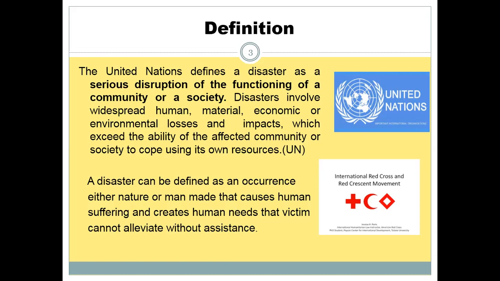Coming to the definition, a disaster can be defined as an occurrence, either natural or man-made, that causes human suffering and creates human needs that victims cannot alleviate without assistance.